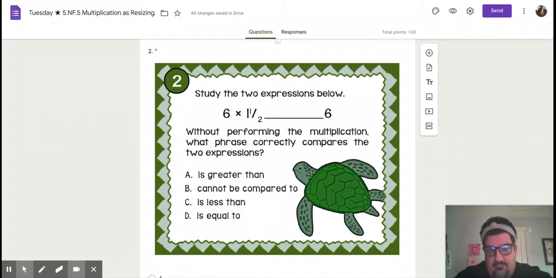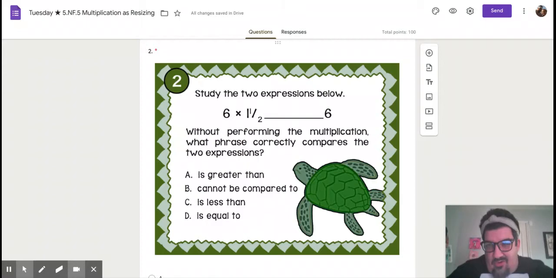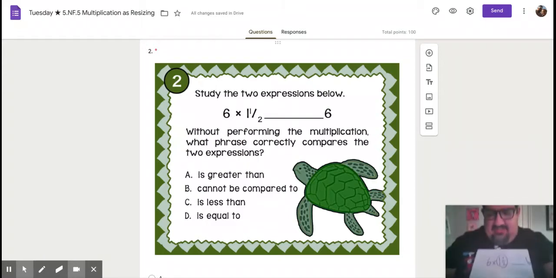What are you thinking? You're thinking more? Great job, because you got the right answer. Because guess what? 1 and 1/2 would be 1 whole, and then 1 extra half. So that's more than 1. So it's got to be greater. So guess what? The correct answer is A.